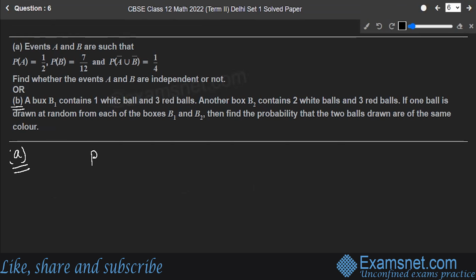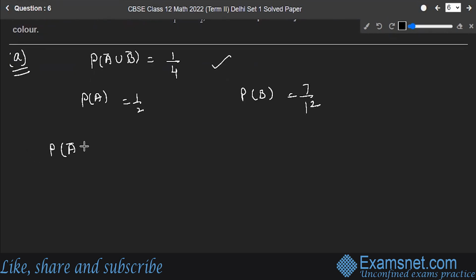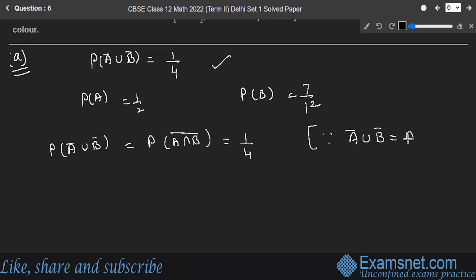So here you have to find out probability A bar union B bar. You're given this is equal to 1 by 4, right? Also, probability of A is equal to 1 by 2 and probability of B is equal to 7 by 12, right? So if I pick up this probability A bar union B bar, this is equal to probability of A intersection B whole bar. So that means this is also equal to 1 by 4, right? Because A bar union B bar is equal to A intersection B whole bar.